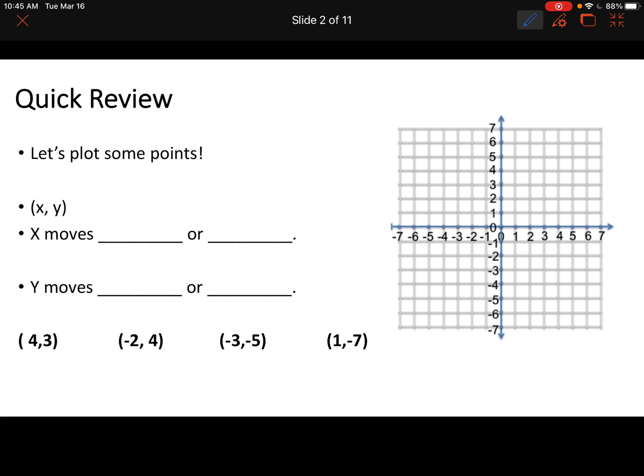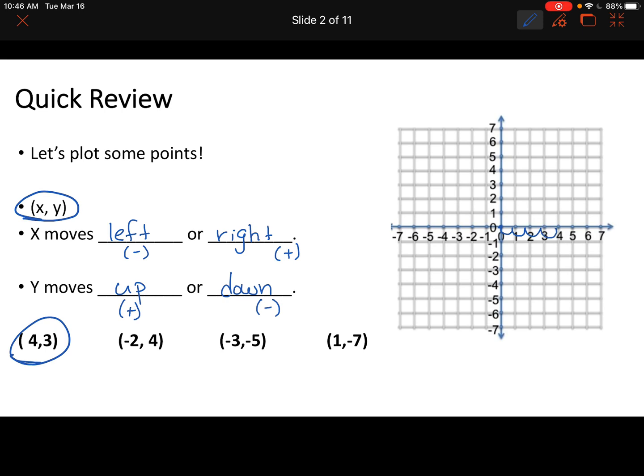Let's plot some points. Remember, your coordinate planes are x and y. Your x moves left, which is going to be negative, or to the right, and that number will be positive. Y moves up, which is positive, or down, which is going to be negative. If we were to plot these points, we'll start with 4, 3. Starting at 0, 0, that's always where you start, you're going over 4, 1, 2, 3, 4. Not plotting anything because we still have to go up 3. 1, 2, 3. And then plot your point right there.